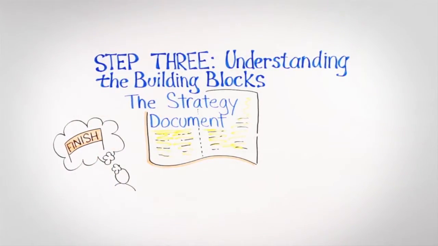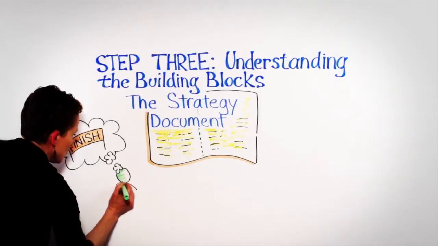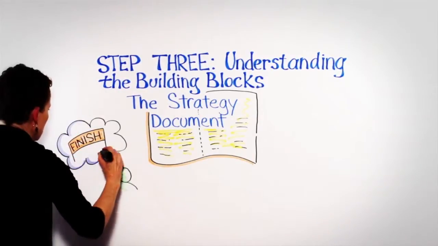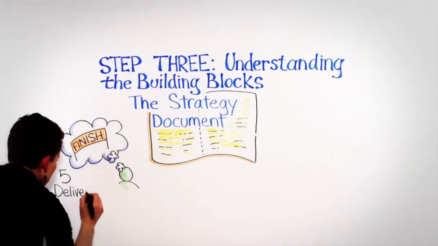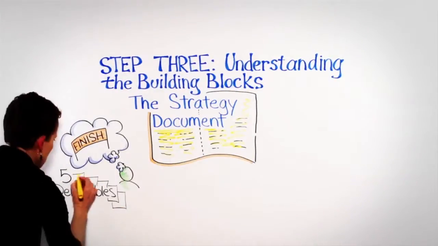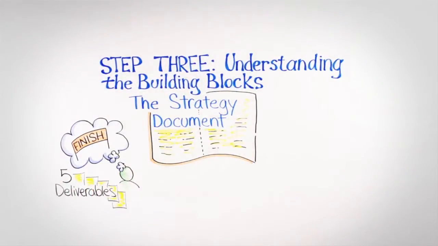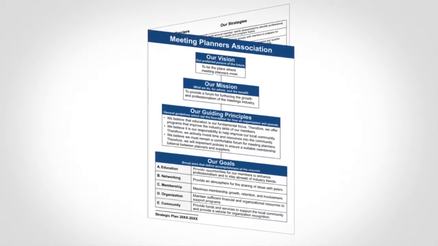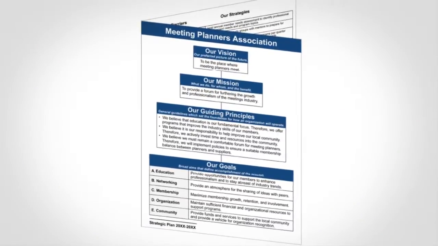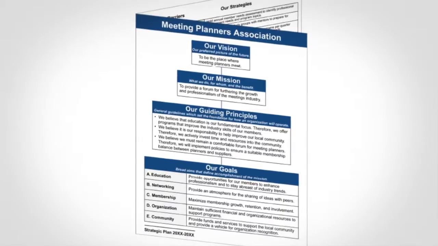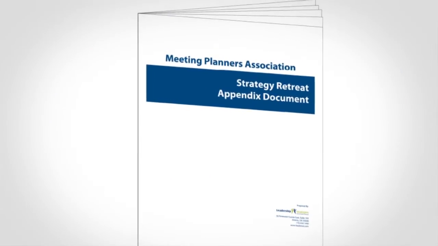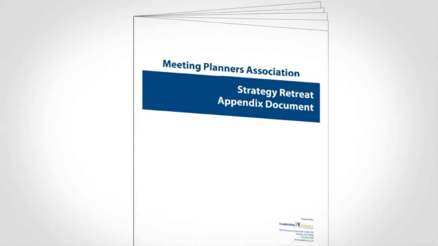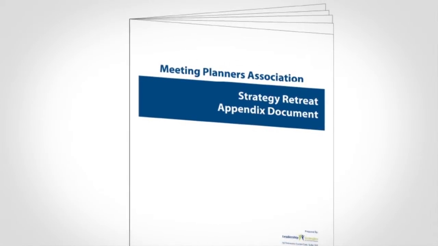Whether you are executing a strategy process over 6 months or simply holding a 2-day planning retreat, the driver's model provides you with 5 primary deliverables that are critical to the successful implementation of your plan. The strategy document, which summarizes your strategic plan in a single 11 by 17 sheet folded in half. The appendix document, which contains the organization's current situation analysis and other information that led to the strategy document.